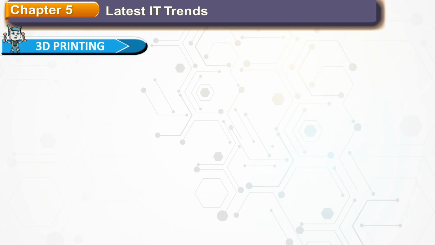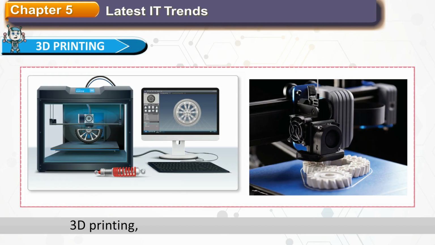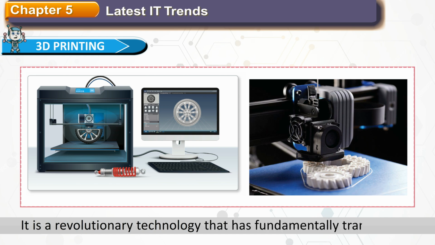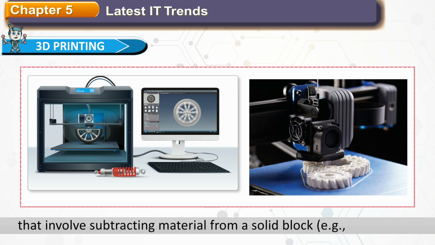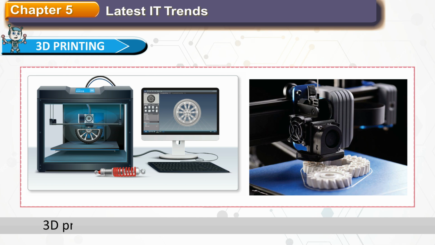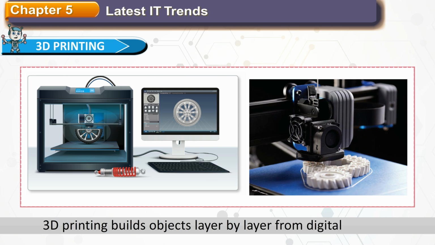3D printing. 3D printing, also known as additive manufacturing, is a revolutionary technology that has fundamentally transformed the way we create physical objects. Unlike traditional manufacturing methods that involve subtracting material from a solid block, for example machining, 3D printing builds objects layer by layer from digital designs.